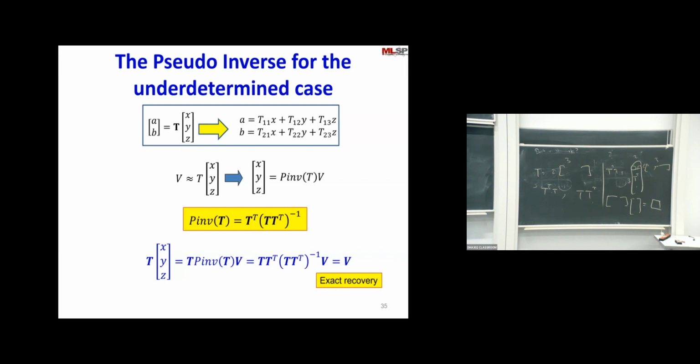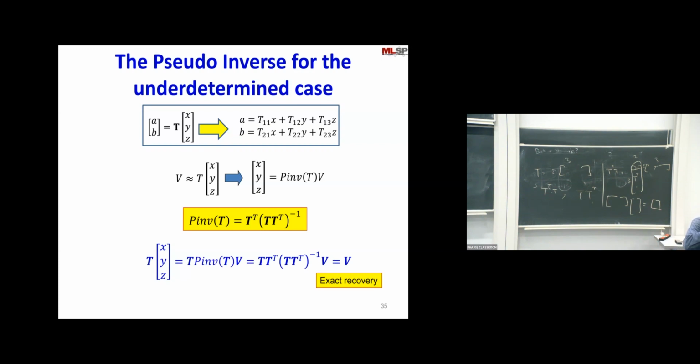So you can see that if I say B equals T times XYZ, XYZ is going to be the pseudo inverse of T times B. So T times XYZ is going to be T times the pseudo inverse of T times B. Writing it down, it is T times T transpose times the inverse of T T transpose. The whole thing cancels out and gives you an identity transform. So it shows you that if you go back and then come right back, you're basically recovering the original data.